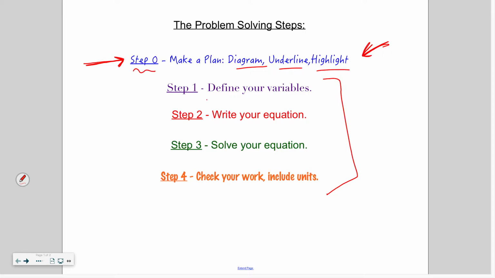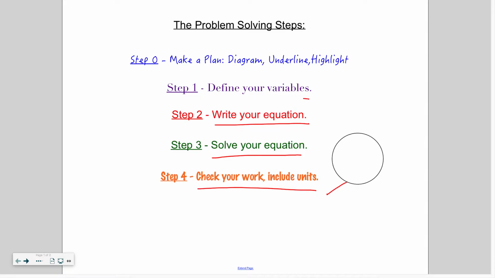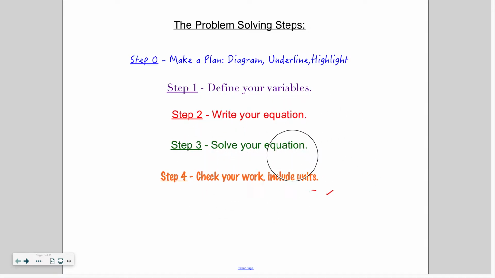Okay, step 1 is to define your variable. Step 2 is to write an equation. Step 3 is to solve your equation, and then step 4 is to check. Okay, so what I would do right now is just pause the video, pop those into your notes, okay? This will make sense as we start doing some more problems, but yeah, go ahead and copy that down now, please.